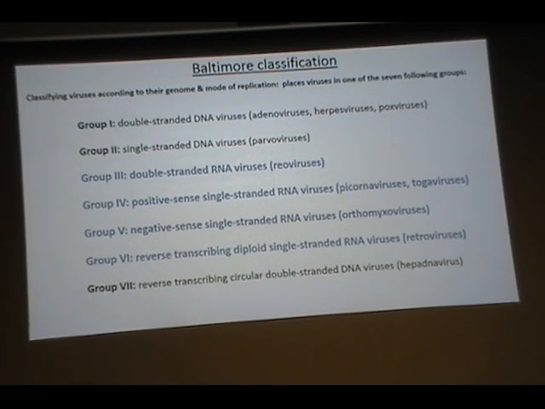So group 3, the double-stranded RNA viruses. Group 4, the positive sense single-stranded RNA viruses. Those include the picornaviruses and togaviruses, so things like your typical cold virus, or poliovirus. Negative sense single-stranded RNA viruses, so the orthomyxoviridae, as an example, that's the influenza virus. And then, of course, reverse transcribing genomes that start with RNA, but then make DNA from the RNA. These are retroviruses. And HIV, of course, is our prototypical example of a retrovirus that causes problems in humans.